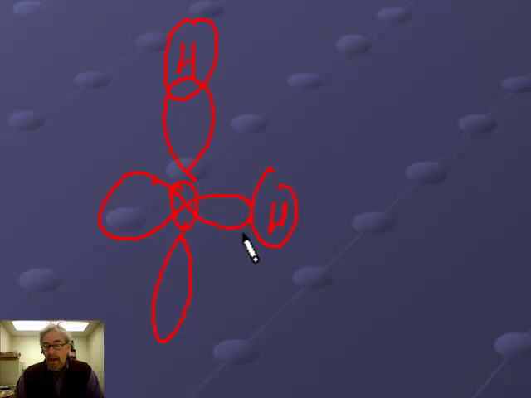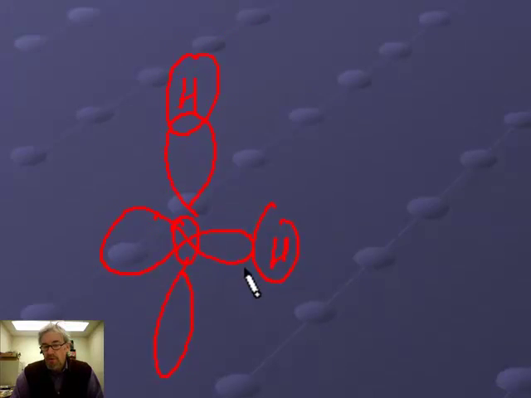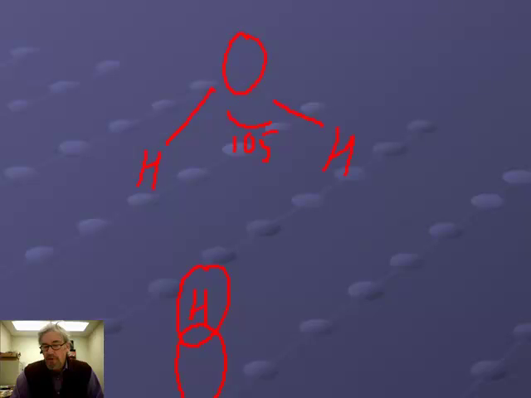So there's a discrepancy between what we know to be true about atomic orbitals, that p orbitals are 90 degrees from each other, and VSEPR theory, which matches reality. VSEPR theory predicts there's going to be a 105-degree bond angle. In fact, there really is a 105-degree bond angle in water. So something about this theory doesn't work, doesn't match reality.